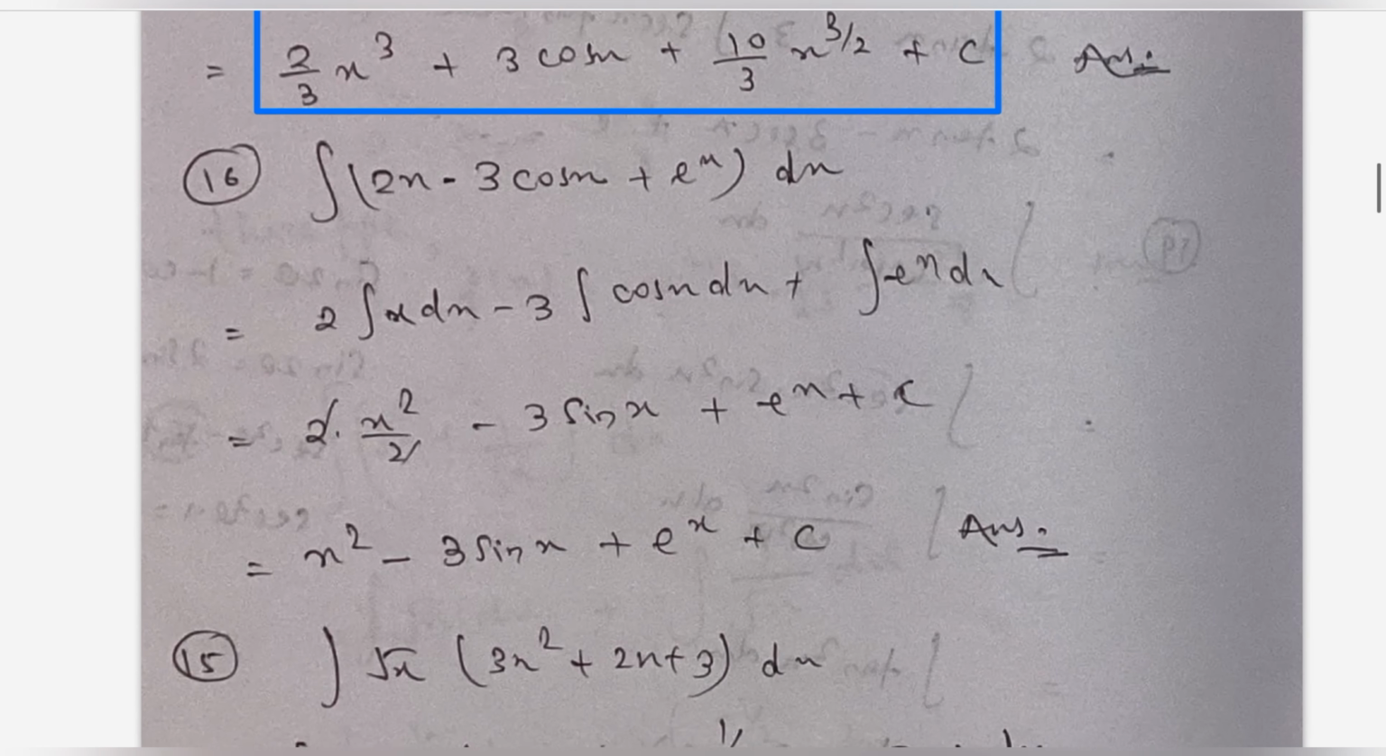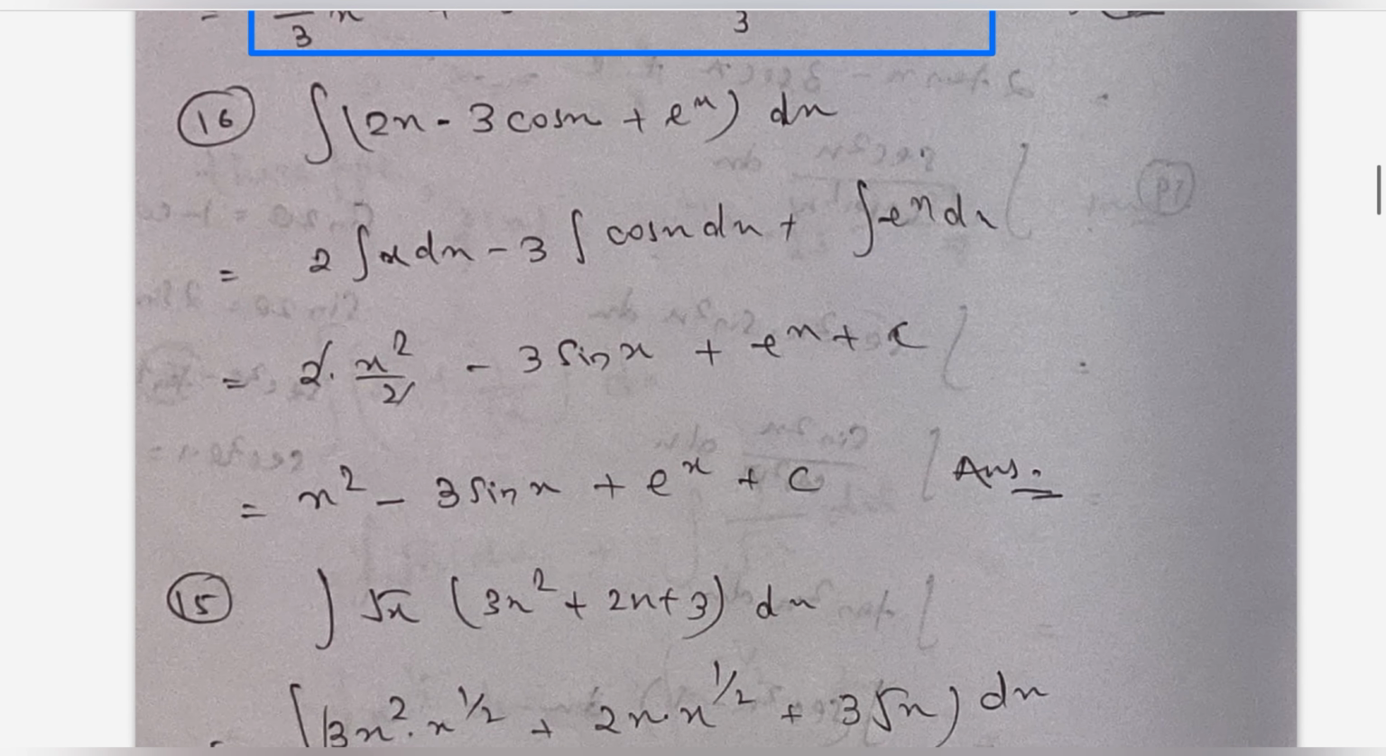Now we'll move on to question number 16. See, very easy questions are there. So question number 16 is 2x minus 3 cos x plus e to the power x. Here also simply you can just separate and do integration. This term here 2 is constant, so 2 you can take outside and then integration x dx. Similarly here 3 is constant, integration cos x dx and then integration e to the power x.